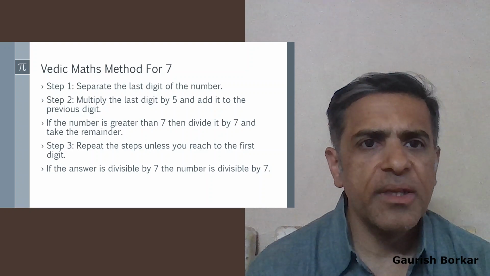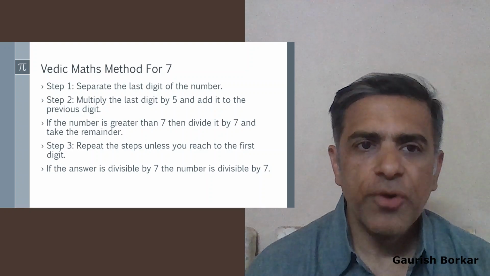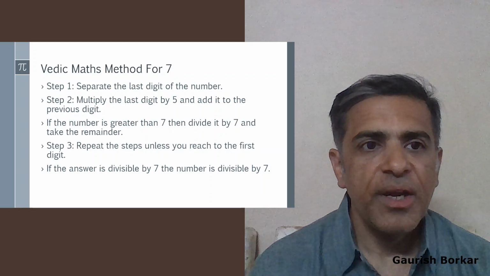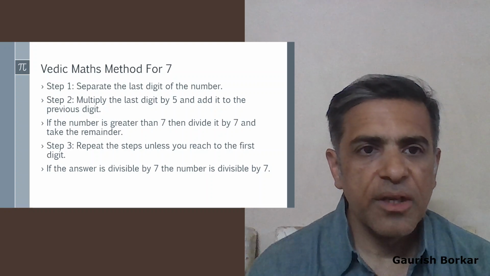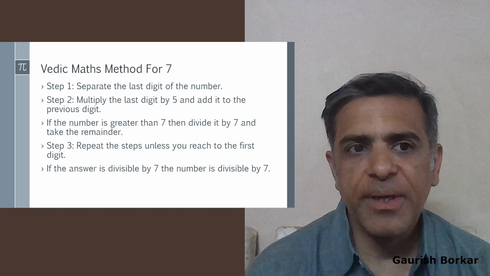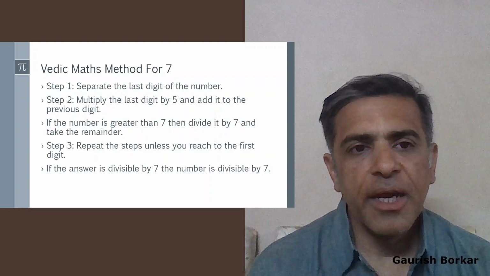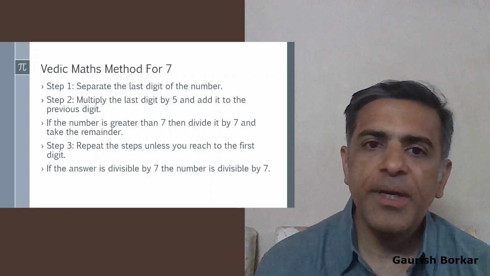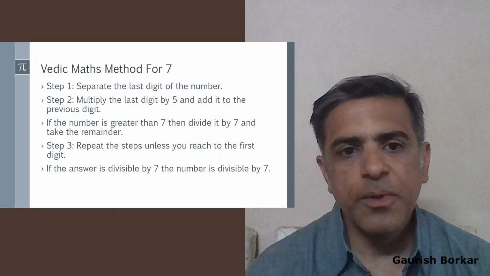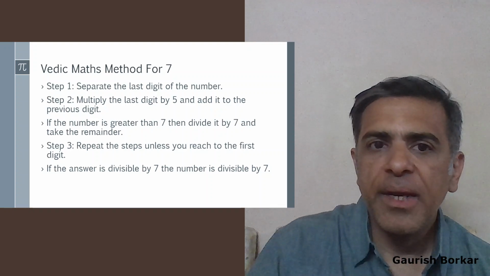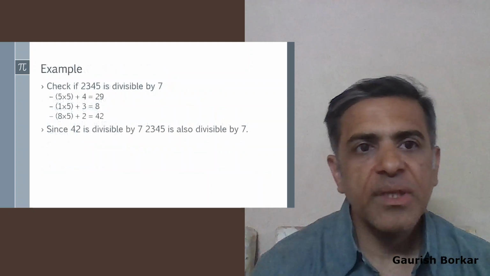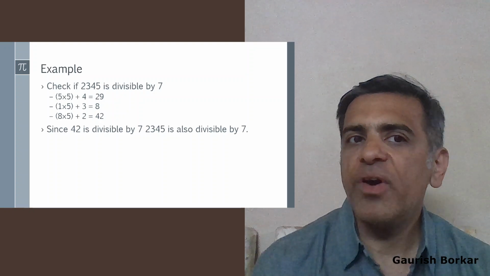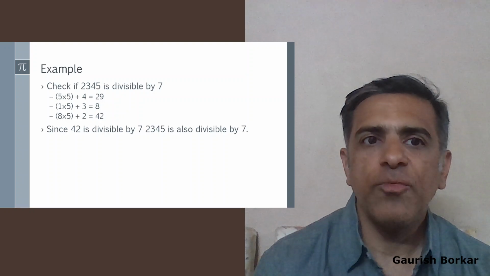Very similar. Separate the last digit from the remaining digits. Multiply the last digit by 5 and add it to the previous digits. If the number is greater than 7, then divide by 7 and take the remainder. Again multiply it by 5 and repeat the process. If the answer is divisible by 7, the number is divisible by 7. Now let's see the same example and see how simple it is. Okay, so 2345. If it is divisible by 7, what would we do?